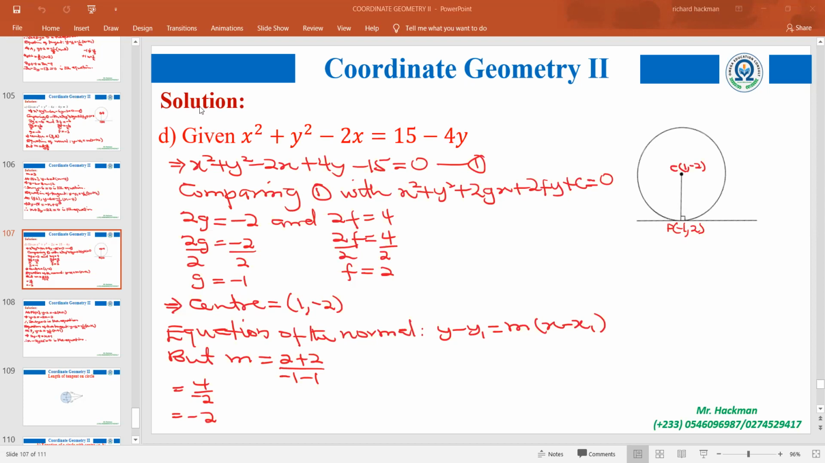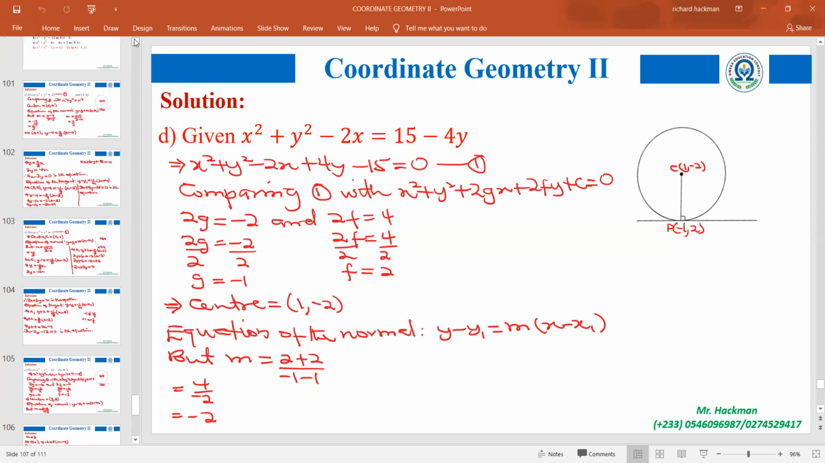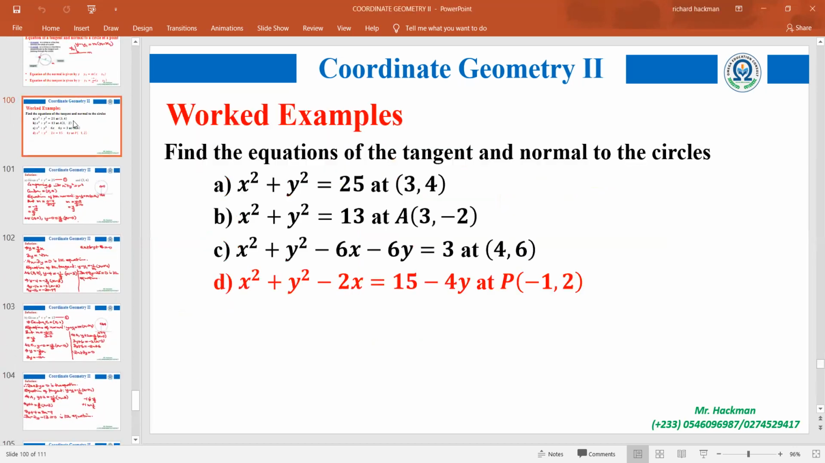You were asked to find the equations of the tangent and the normal. So this was the question. Let me go back so that we have a look. Find the equations of the tangent and normal to the circle at this point. The point came with a name.